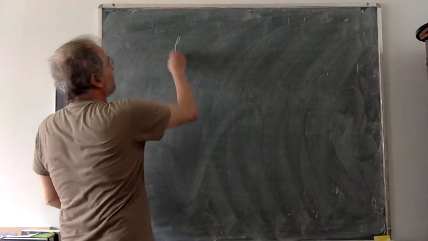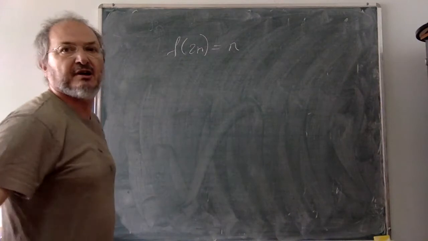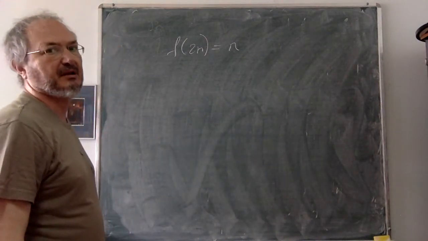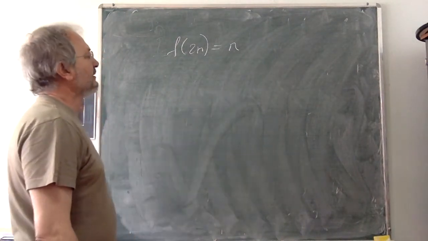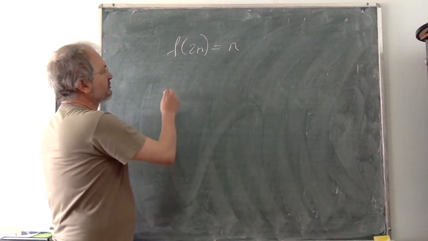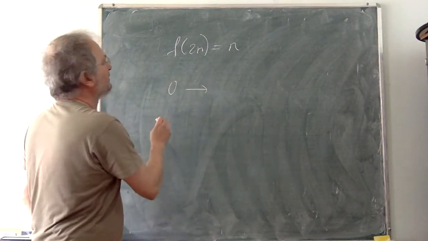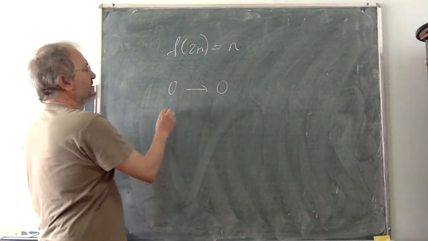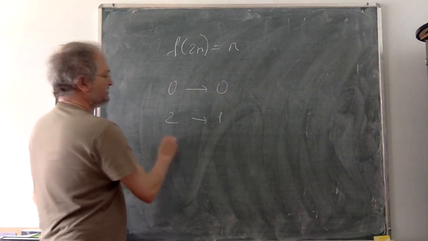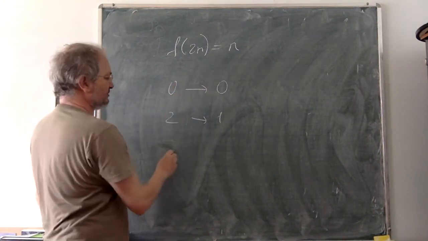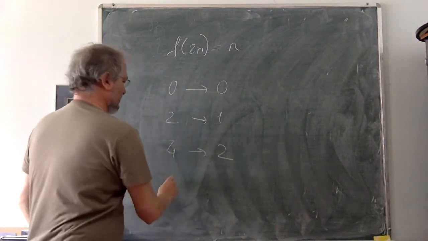Take f to be the mapping from 2n to n. Okay. So according to this, if n is 0, I map it to 0. If n is 1, I map it to 1. If n is 4, sorry, this is the set of even numbers, this is 4, then n equals 2. This is 6.